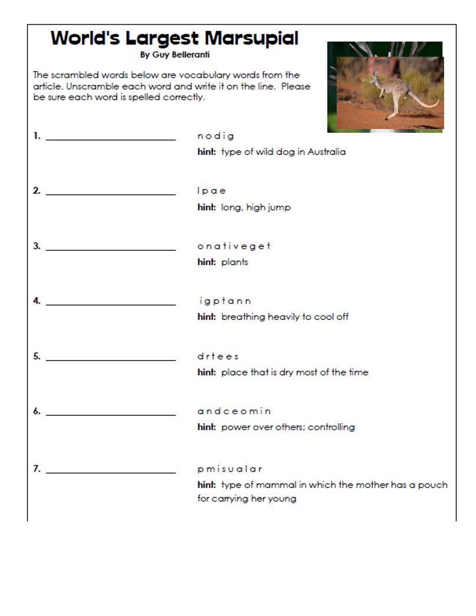Question number 6. A-N-D-C-E-O-N-I-N. Your hint, power over others, controlling. Number 7. Letters P-M-I-S-U-A-L-A-R and your hint, a type of mammal in which the mother has a pouch for carrying her young.